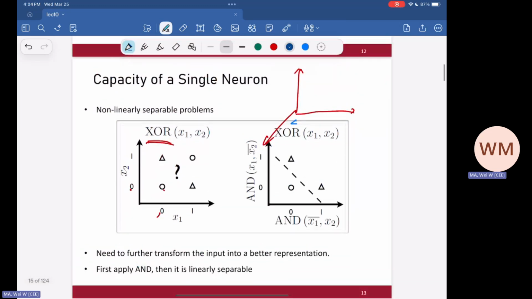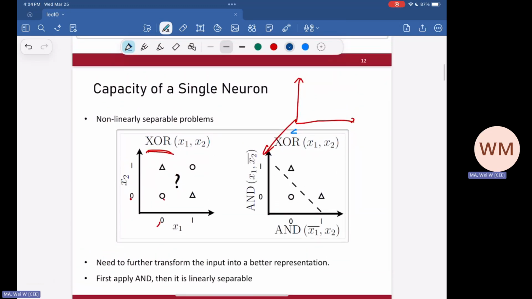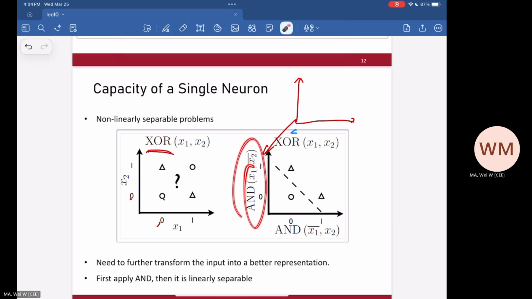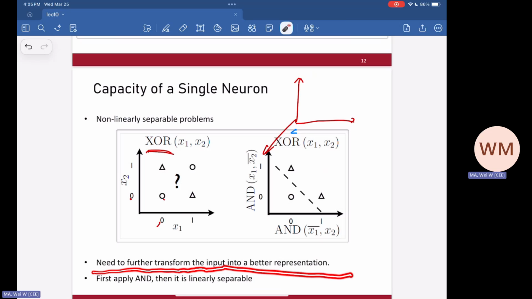My drawing is not very good, but in general, you can see that what we can do is first transform the data. And then after the transformation, the data can be linearly separable. Okay, so we can do some transformation first, and then we check the separability again. So here you can see that we need some further transform of the input into a better representation. Then you'll find it separable.